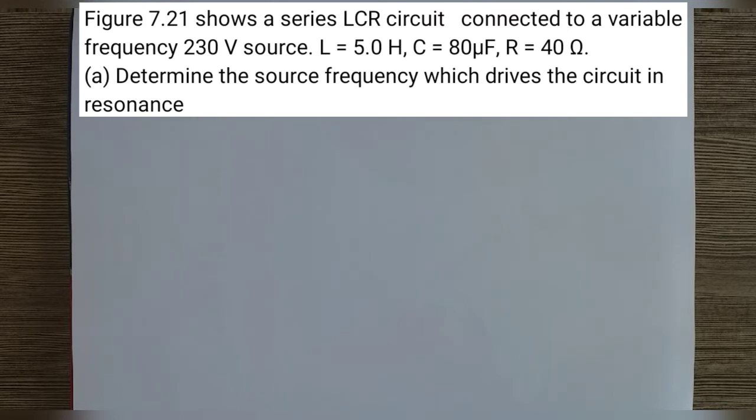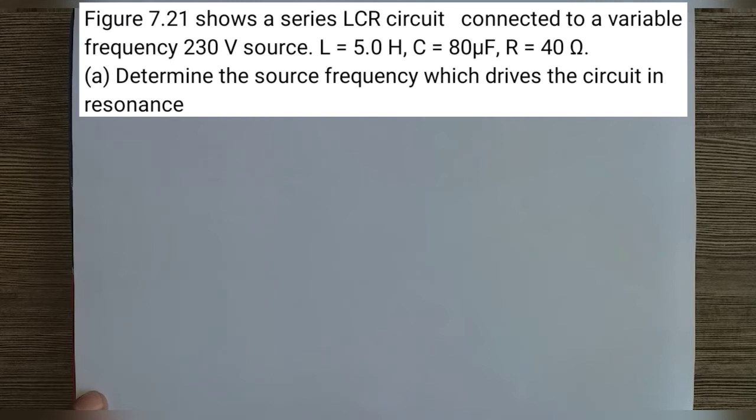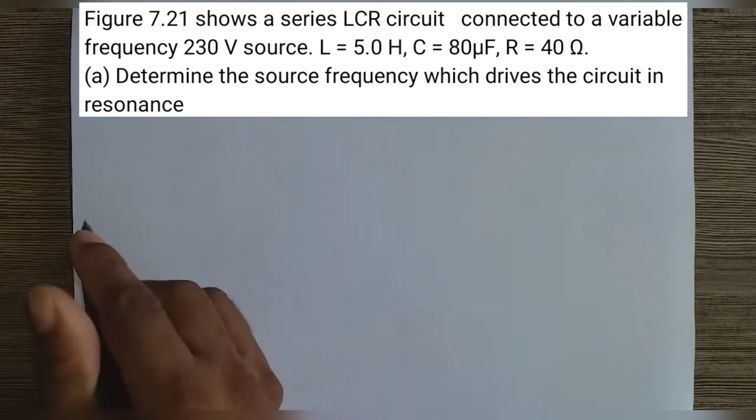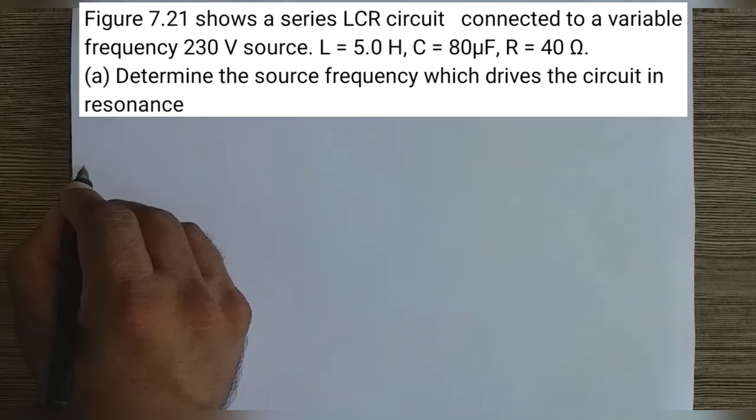Exercise example 7.11. The figure shows a series LCR circuit connected to a variable frequency 230 volt source. L is equal to 5 Henry, C is equal to 80 microfarad and R is equal to 40 ohm. So it is a series LCR circuit. In part A we have to determine the source frequency which drives the circuit in resonance, so we have to find the angular frequency.